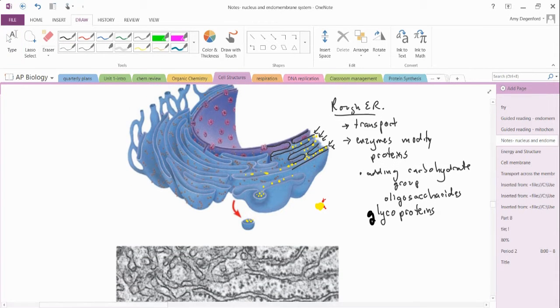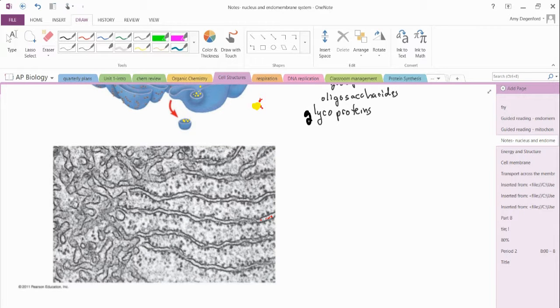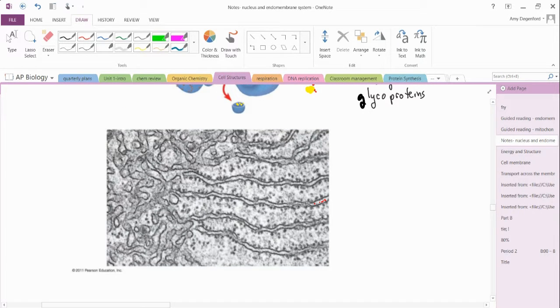So that's the rough ER, and then it's going to ship this most likely to the Golgi apparatus. Now, just to show you an electron microscope image, over on the right here, we see the rough ER with all of the ribosomes sprinkled throughout on their membrane.